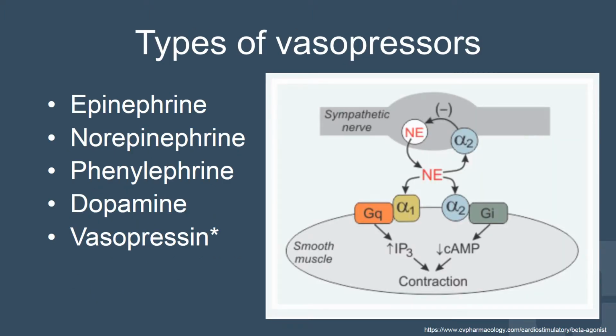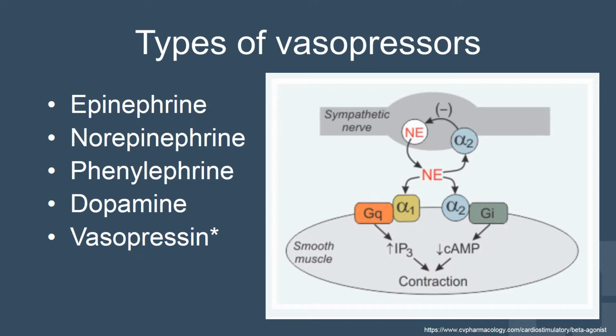So now we'll get into the types of vasopressors that there are. In order to be defined as a vasopressor, typically we think of something that increases systemic vascular resistance and puts a squeeze on the actual blood vessels themselves. So we think of epinephrine, norepinephrine, phenylephrine, dopamine, and vasopressin.